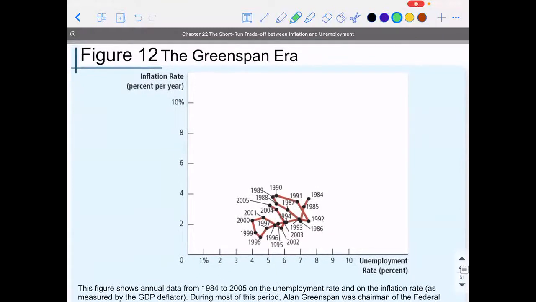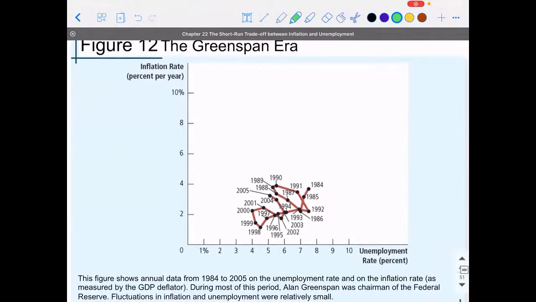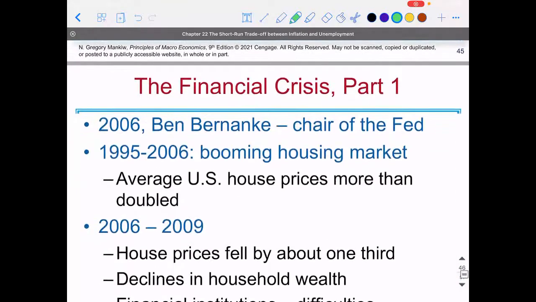And so if you look at the Greenspan administration, in general, what you should notice here is the tightness of the disparity, meaning you don't have a lot of fluctuations in either unemployment or inflation. It's kind of like a blob.